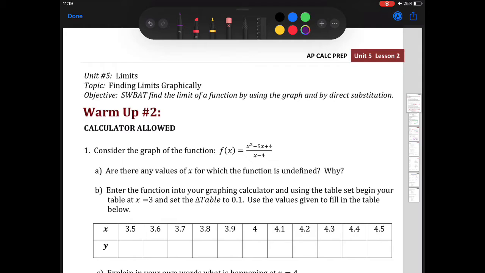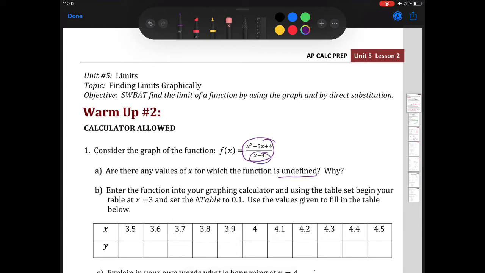So number 1 says, consider the graph of the following function. So you're given a rational function and you have subparts to it. It's asking part A, are there any values of x for which the function is undefined? So remember, anytime we talk about undefined, think about when is a fraction undefined? Whenever we get a 0 in the denominator, right? So same thing here. This is a rational expression. So when would this be undefined?